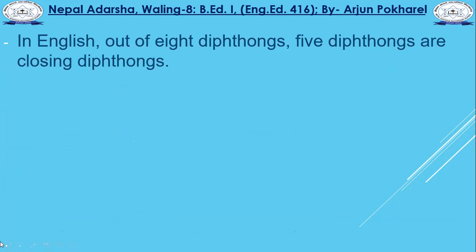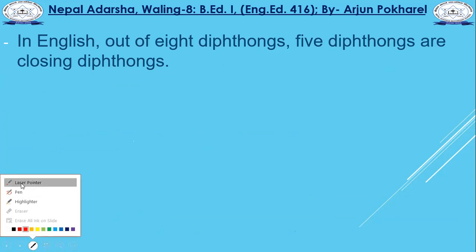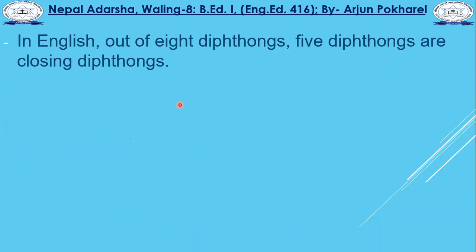Out of 8 different diphthongs, there are 5 diphthongs which are closing diphthongs, and they end in u and in e. These three in e, if you go, this is a close vowel, close vowel, close vowel, and this u is also a close vowel. That's why they are closing diphthongs.